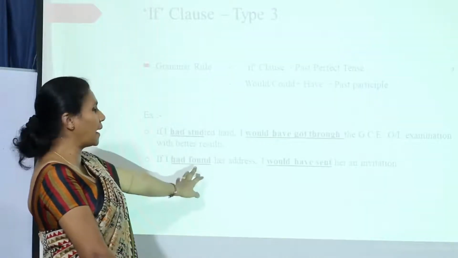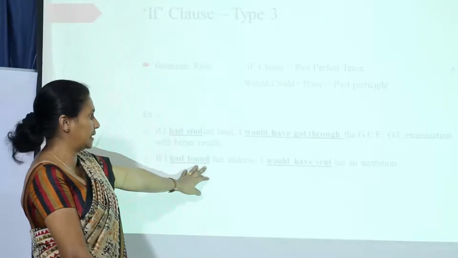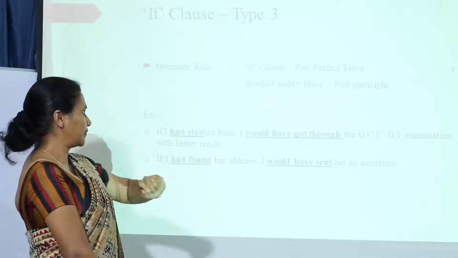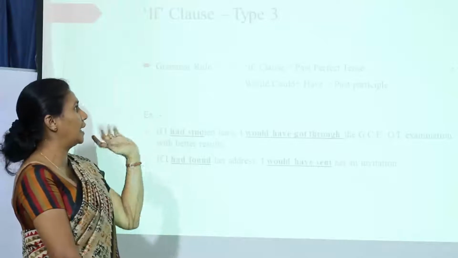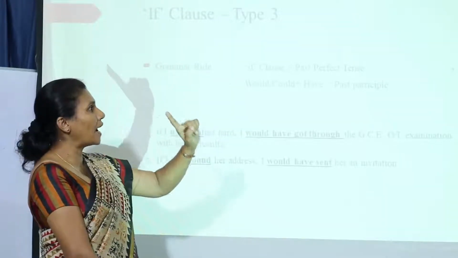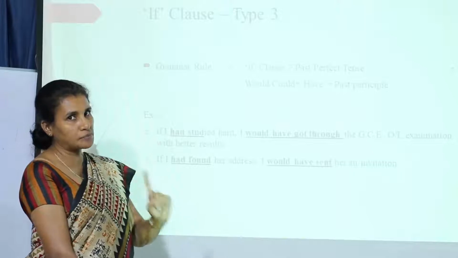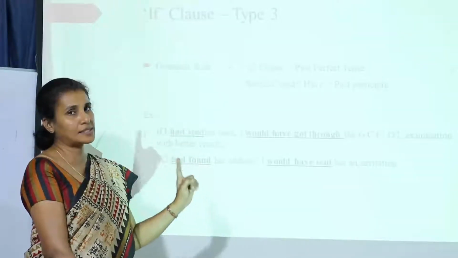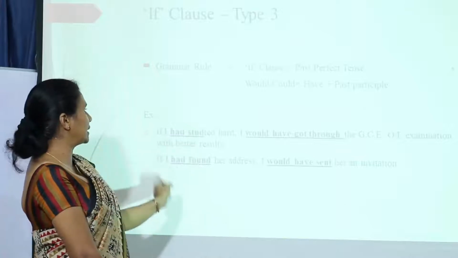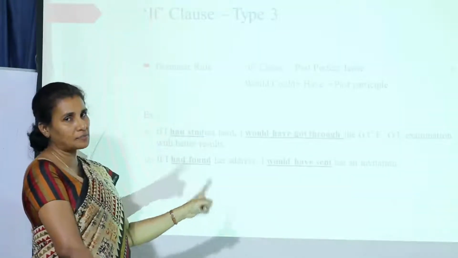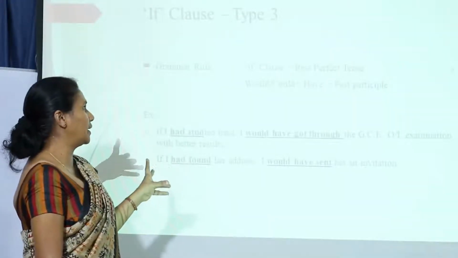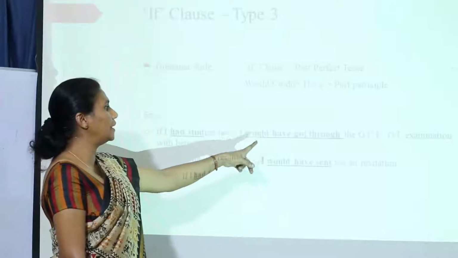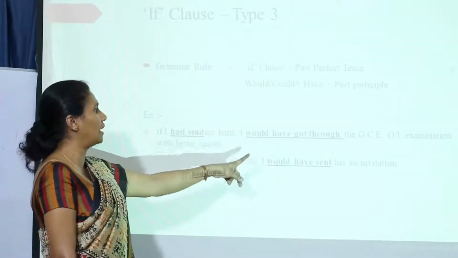If I had found, the past perfect tense, then I would have sent her an invitation. I would have sent. So the grammar rule you can understand very easily: the if clause should be in the past perfect tense. So what is past perfect tense? Had plus past participle. There you can see had studied. Had plus past participle. The participle form of study is studied. I hope that you understood. And then here, would have plus past participle, would have got.